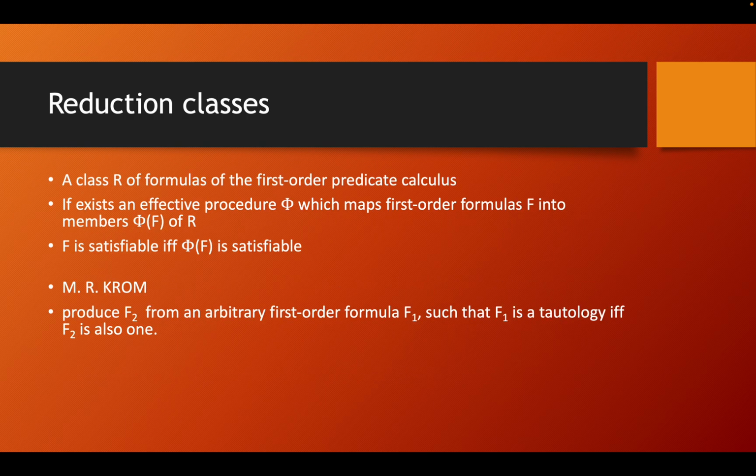Reduction classes are just a class R of formulas of the first order predicate calculus, and there exists an effective procedure theta such that it maps the first order formulas F to a formula theta F of R. And then it is only satisfiable if the mapping is also satisfiable. And that was kind of derived from M. R. Crum, which talked about F1, F2, and how F2 is a tautology only if F1 is.